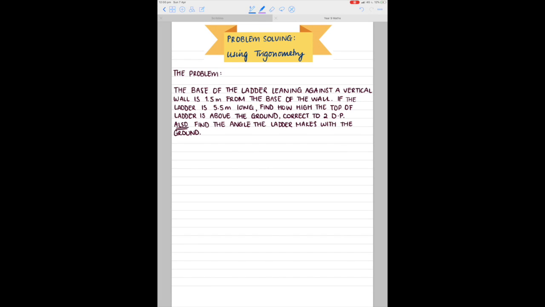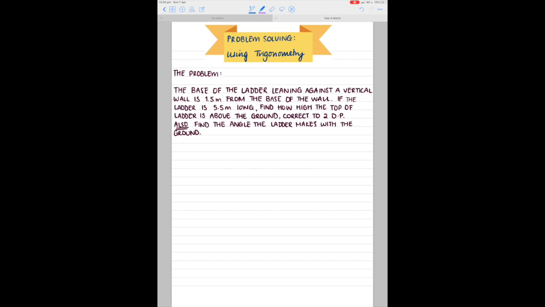For this example, we'll be looking at problem solving using trigonometry. I've come up with a situation, and we're going to have to apply a few of the skills that we've learned so far in trigonometry to solve the question. So let's have a look at the problem.